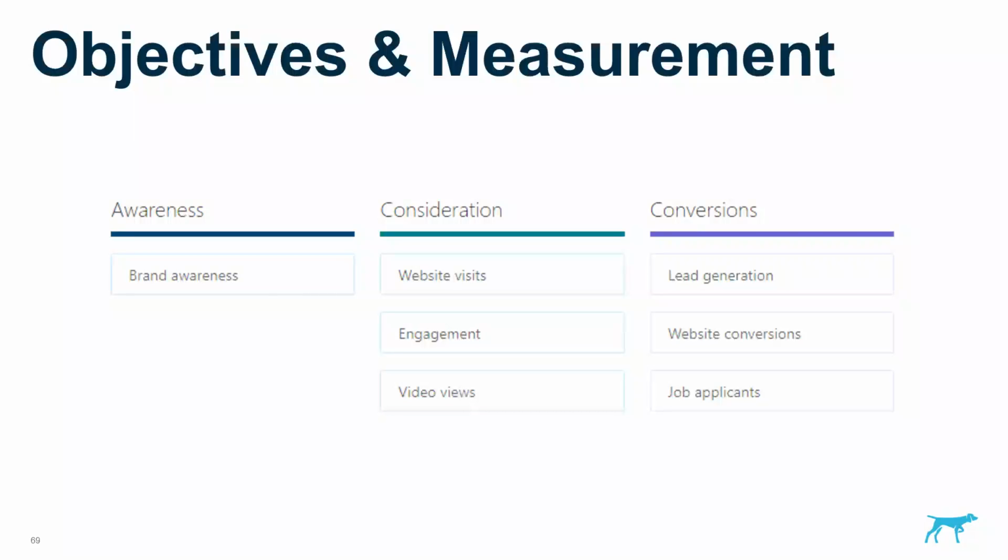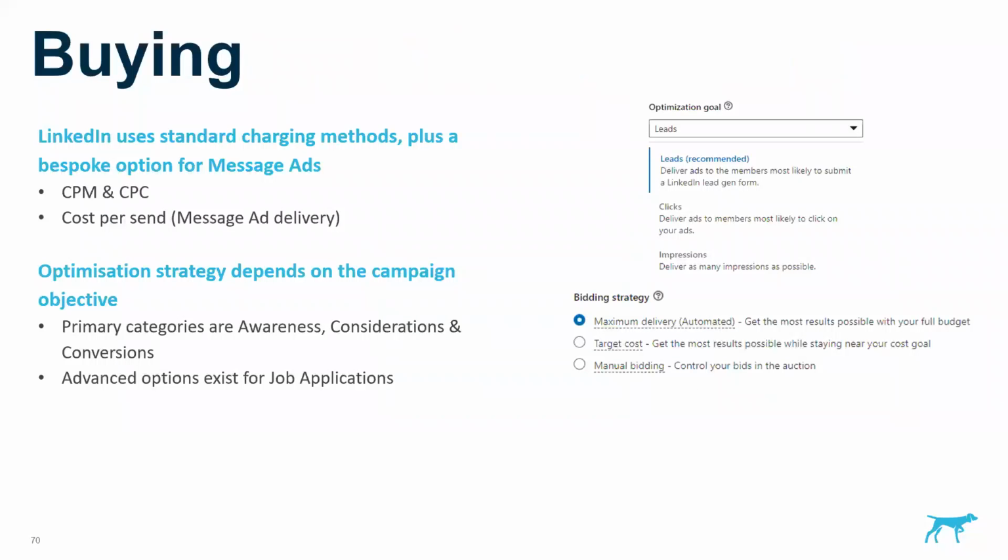So that's using LinkedIn's built-in job features to match companies up with prospects, as that's what they've got the most third-party data on to provide you with. The buying model. So again, LinkedIn uses standard charging methods of CPM and CPC. And then they also have a bespoke cost per send for their message ads.